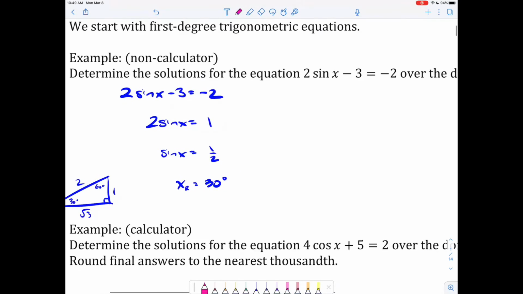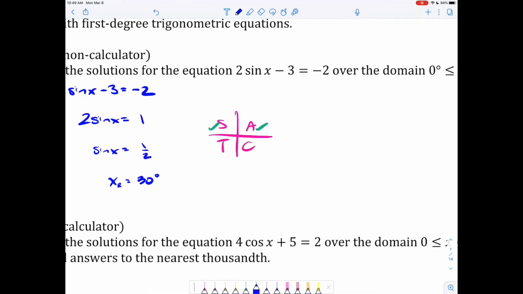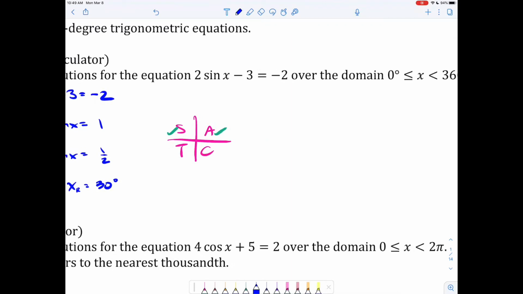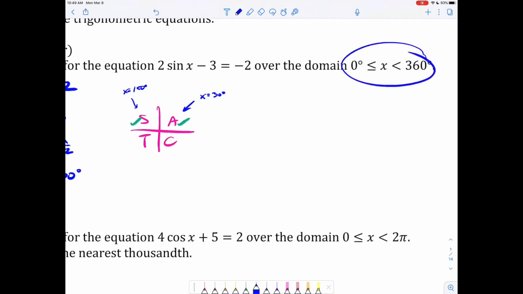Then we can play with the CAST rule. Sine of x is positive, which happens in these quadrants. In quadrant 1, x would be 30 degrees. And in quadrant 2, x would be 150 degrees. Therefore, our solution between 0 and 360 includes 30 degrees and 150 degrees. Boom, done.